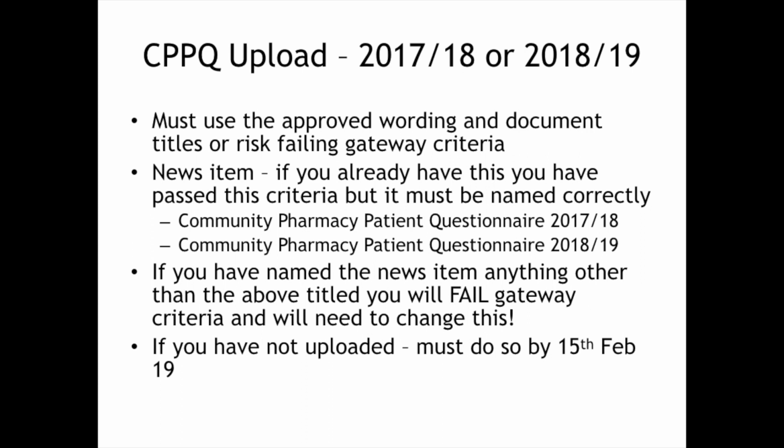If you have named the news items anything other than the above titles, you will fail the gateway criteria and you will need to change this. If you have not uploaded this, you need to do this by the 15th of February 2019. Now looking at the report, most of you will have actually done this, but there are a few which haven't, and we'll try and contact you before that date to make sure you've got that sorted out. But in the meantime, you can do yourself a favour and have a check yourself.